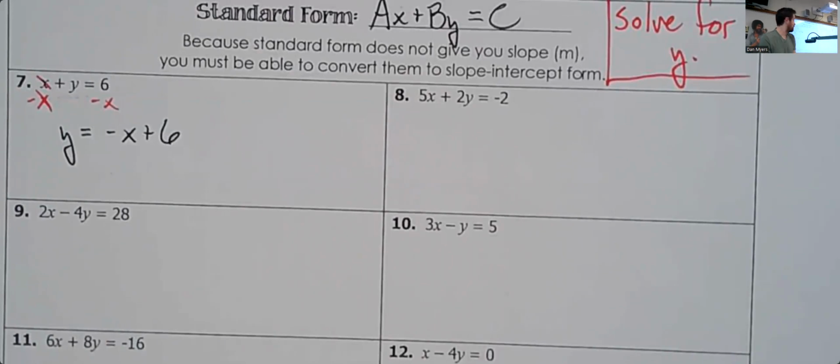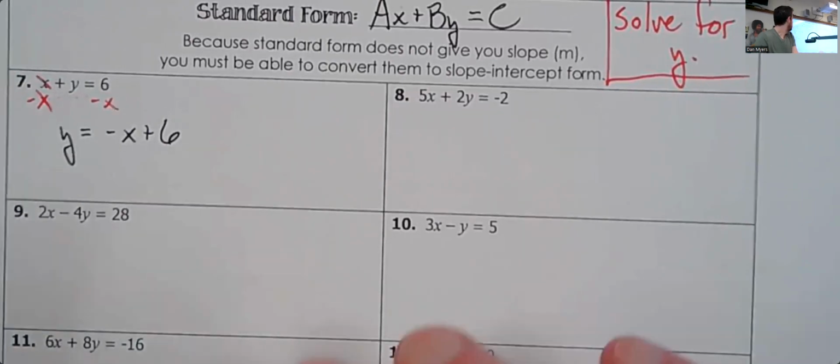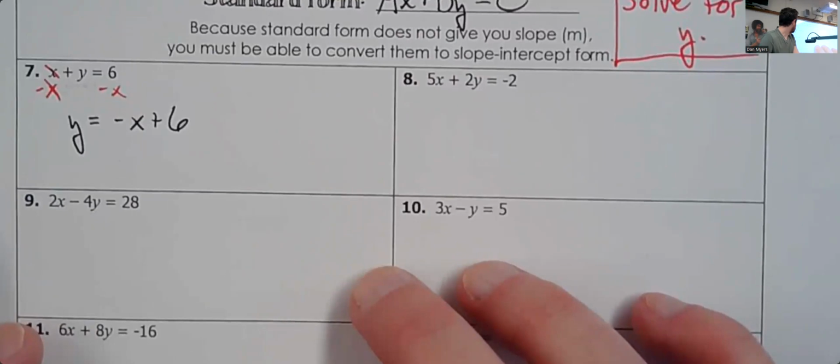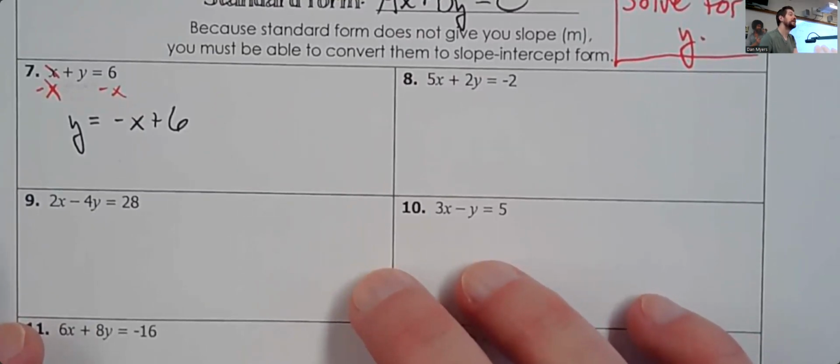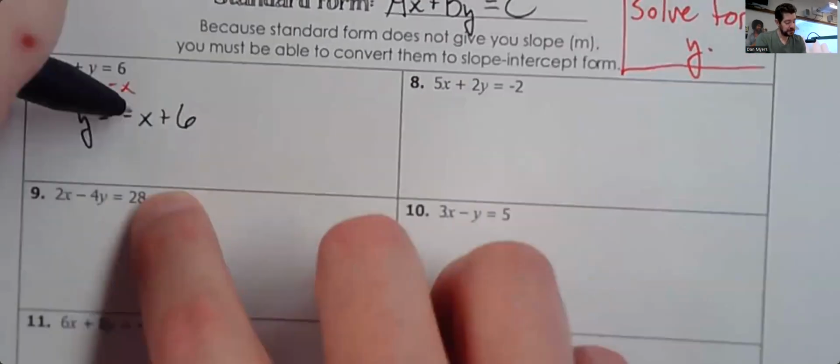Remember, that is slope-intercept form, because we got y by itself. So this was only one step to go from standard to slope-intercept. A couple of quick questions for you. What number would be next to x if a number was written? 1. Yeah, it'd be -1, right?